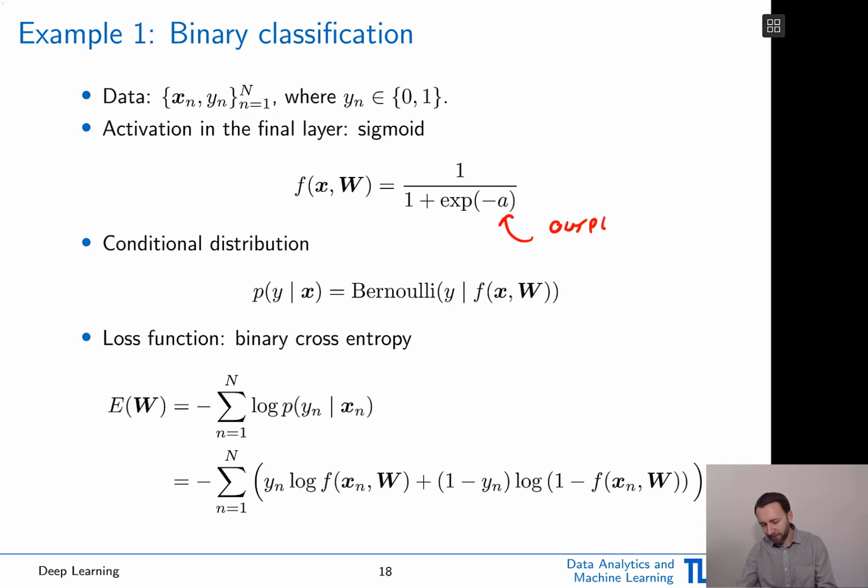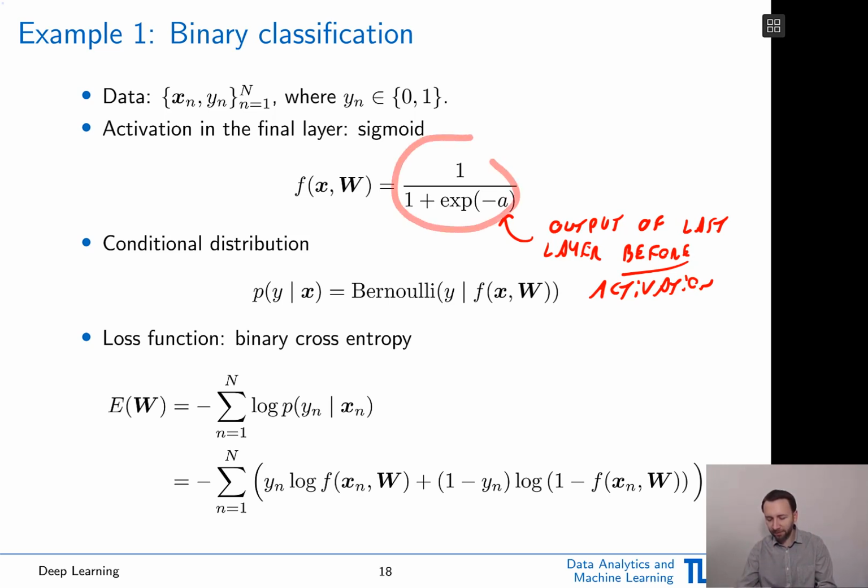the output of the last layer before the activation. So the pre-final output, before we apply this sigmoid, is often called, in this classification setting, the so-called logits. Okay, so A are the logits, and once we apply the sigmoid, we get our final probabilities. So A indicates here the logits.